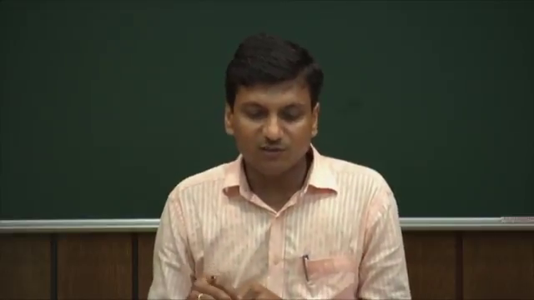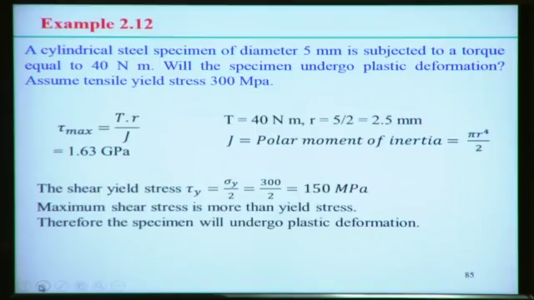So maybe it is necessary to mention that a cylindrical steel specimen of diameter 5 mm is subject to a torque equal to 40 Newton meter. Will the specimen undergo plastic deformation? Assume tensile yield stress is 300. So here the tensile yield stress is given, but we need to specify whether there is any plastic deformation or not.